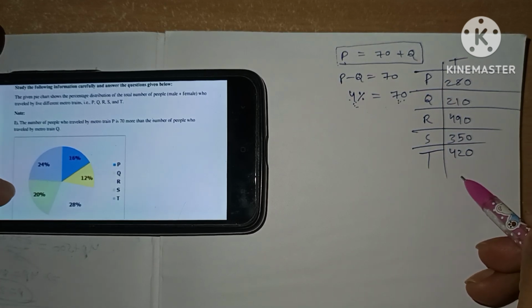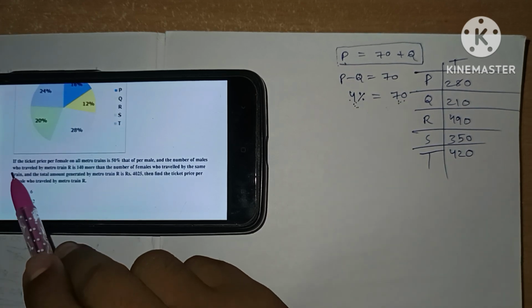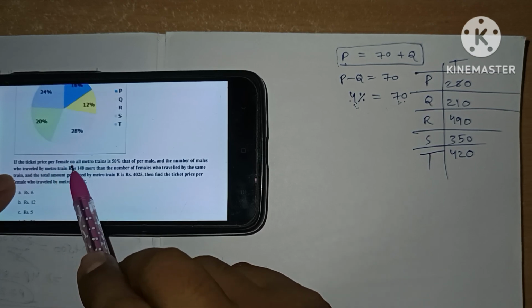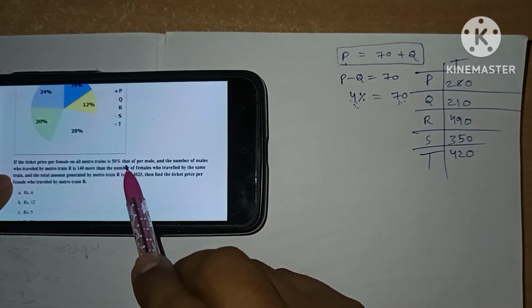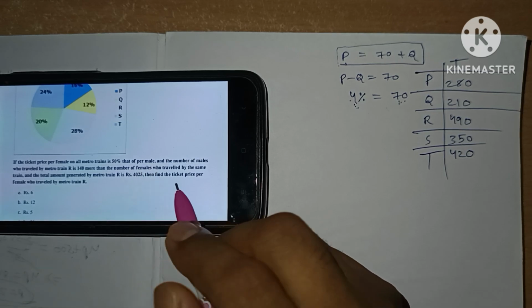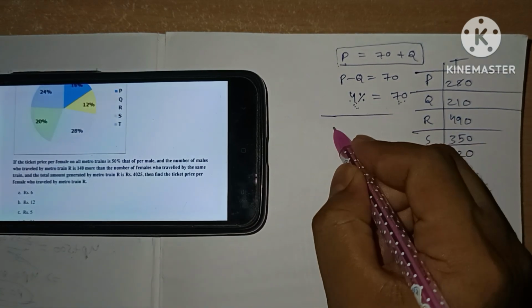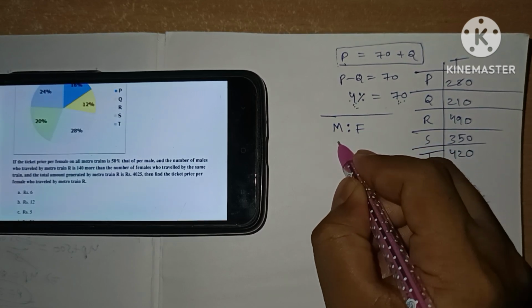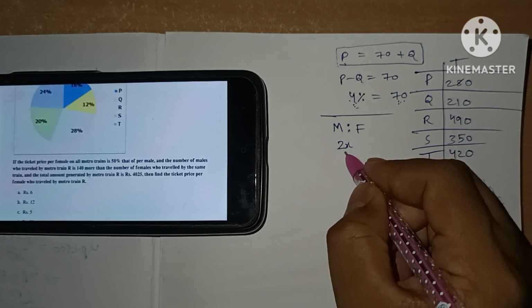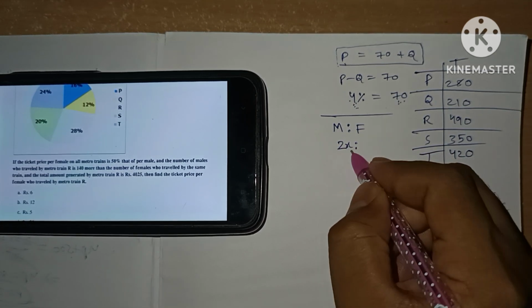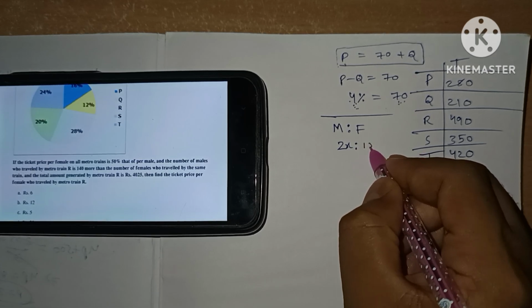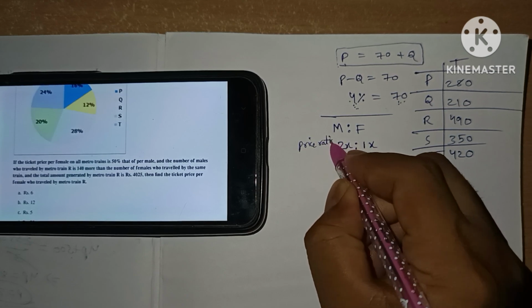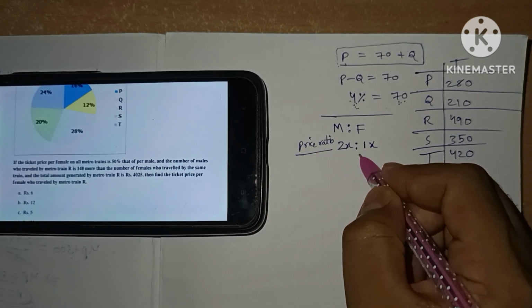Now we are going to see the questions that are asked. The first question is, if the ticket price per female on all metros is 50% that of per male, so the ticket price is divided in a ratio. For the male, if it is 2x rupees, then for females half of 2x rupees, which is 1x. So this is the price ratio. Let's leave this aside. Price ratio is given as 2x is to 1x.